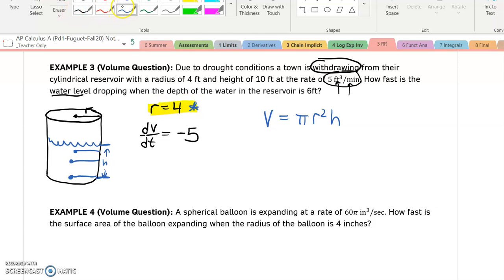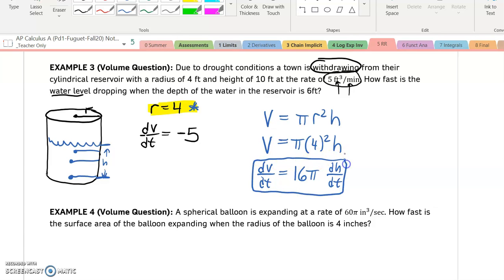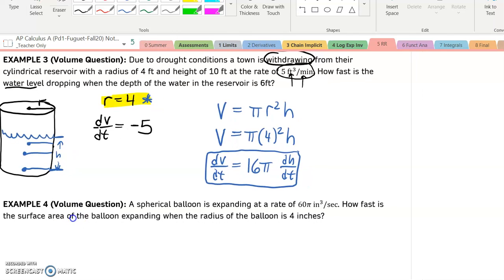So one thing I can do in this question that I haven't been able to do to this point is plug in the radius before I take the derivative. The reason we can do that is that it's not changing at all. So we can now take that derivative. This is going to become dV/dt equals, oh, this is 16 pi. The derivative of 16 pi h is just going to be 16 pi dh/dt. So there is our related rate, and we can now plug things in.